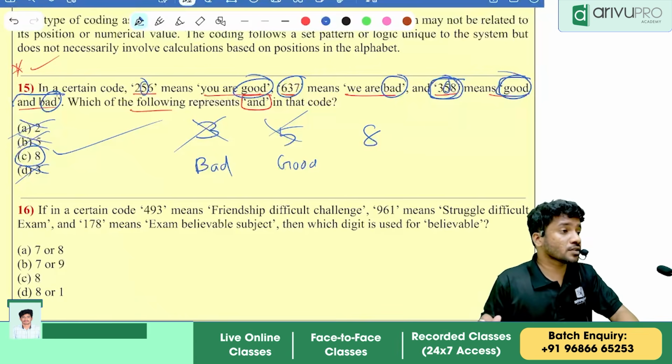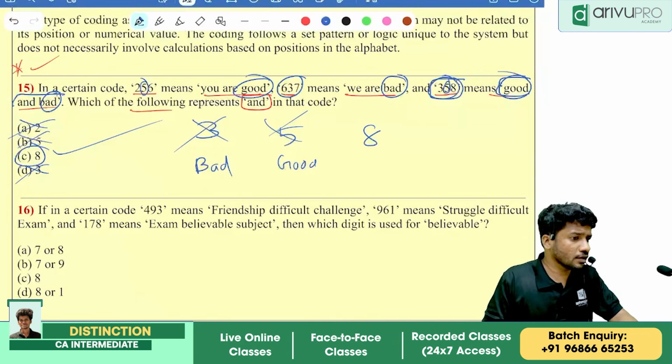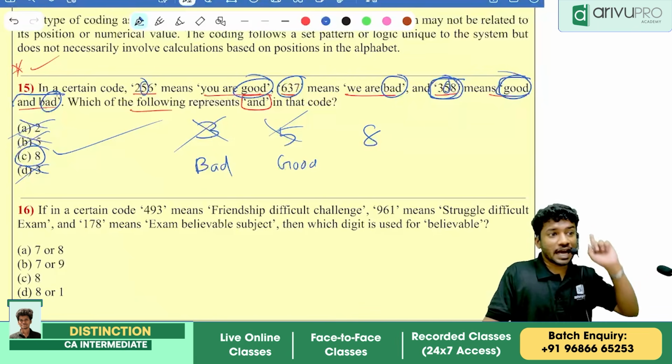I have seen a student in Coimbatore. He is in Inter now. In the last attempt, he cleared with 81 marks. He came and talked to me like, sir, I made one mistake. I didn't have the urgency.